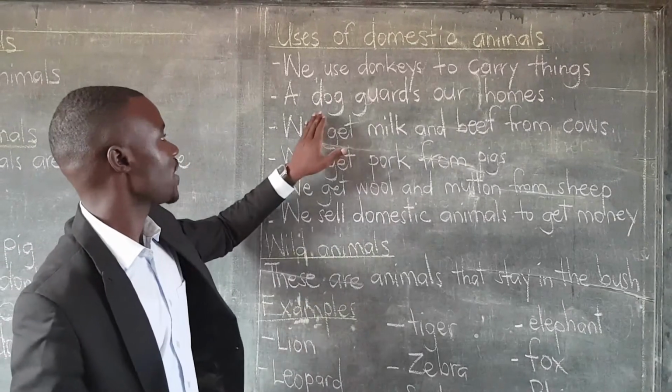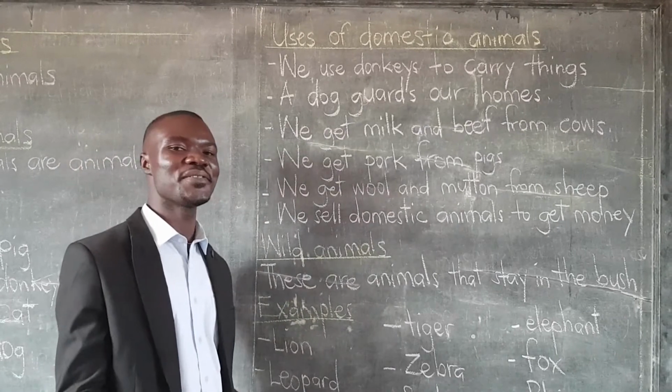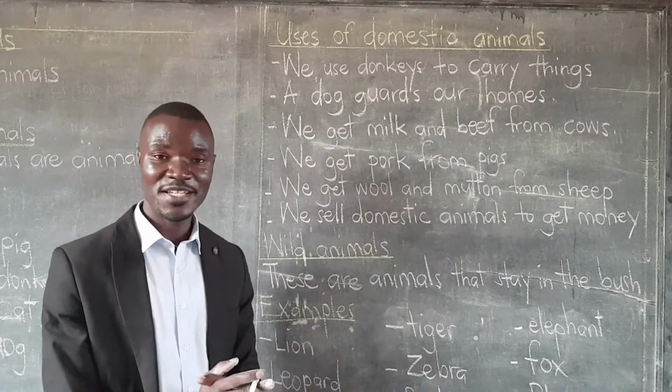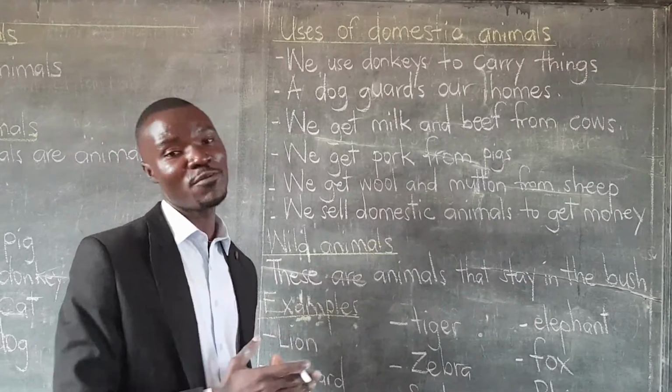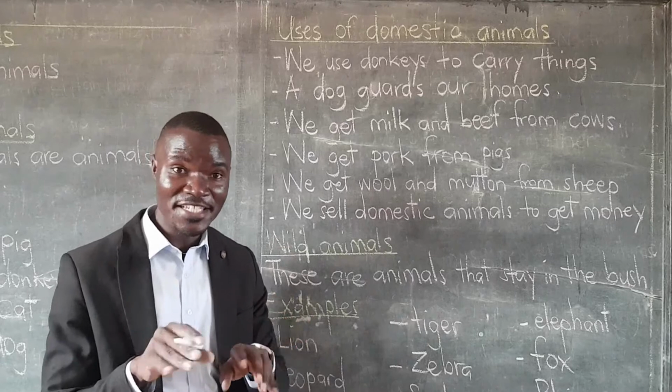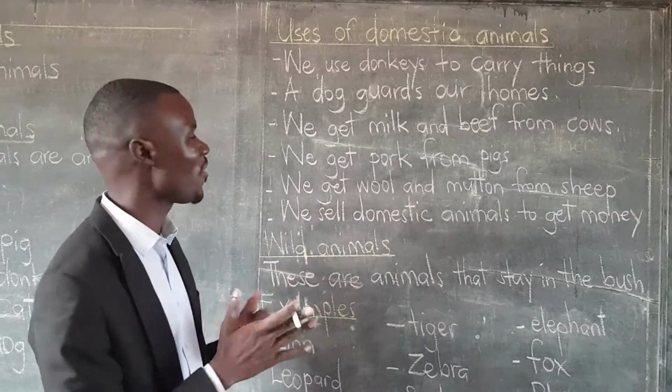A dog, I think most of you have dogs at home there. What does a dog do? It guards our homes. It protects our homes. It keeps security at home. When thieves come in at night, it barks to alert us that there are some strangers entering our homes.